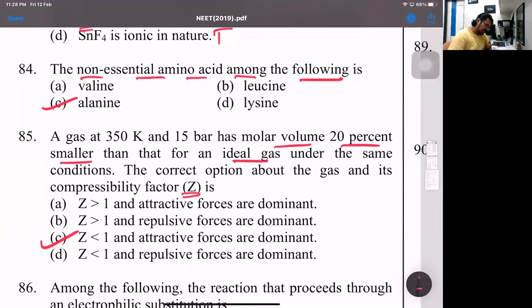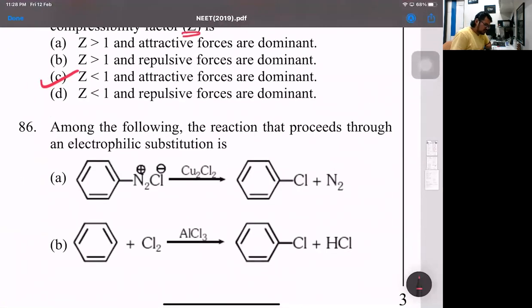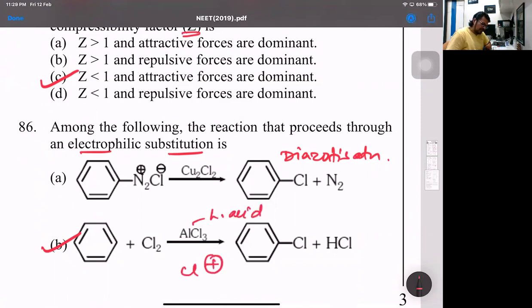Then 86th, the reaction that proceeds through electrophilic substitution. Now see, this is so easy. First one, I hope everybody knows, it's diazotization. Benzene plus chlorine giving me chlorobenzene. Yes, that's your answer. So 86, if you observe, answer will be B. This is electrophilic substitution where AlCl3 is the Lewis acid catalyst which generates the electrophile Cl+, the chloronium ion.